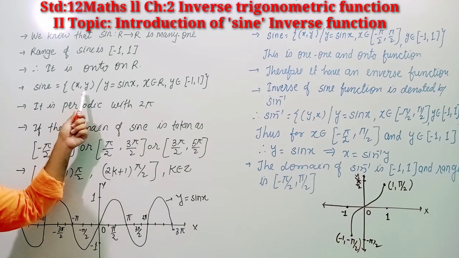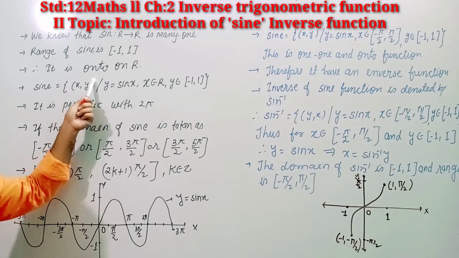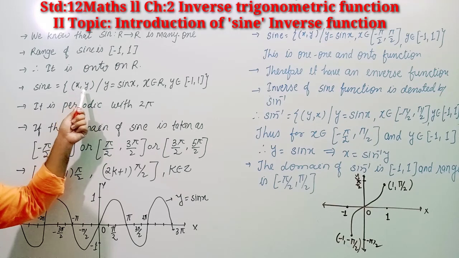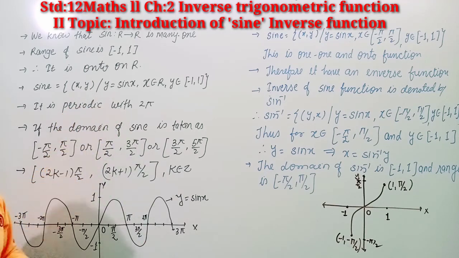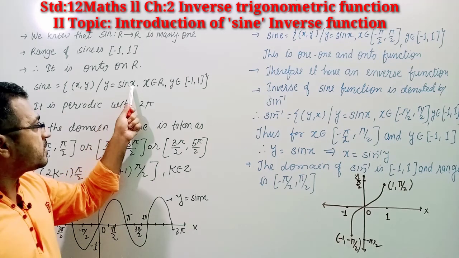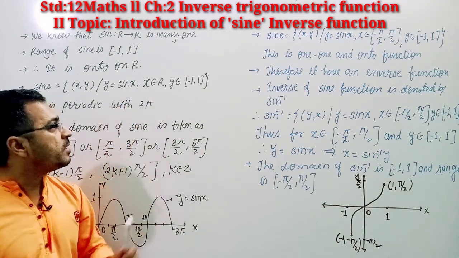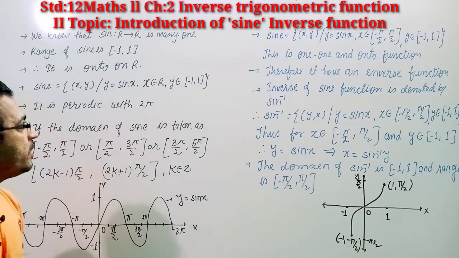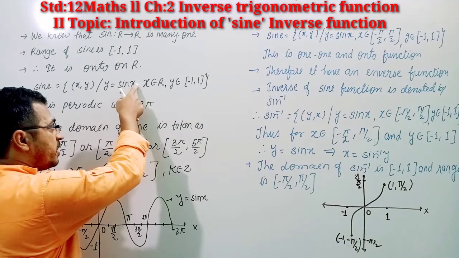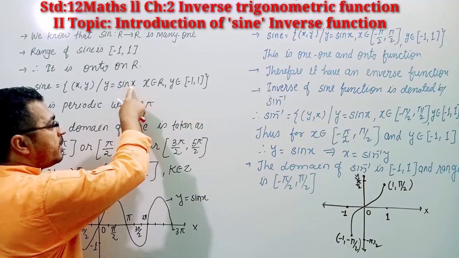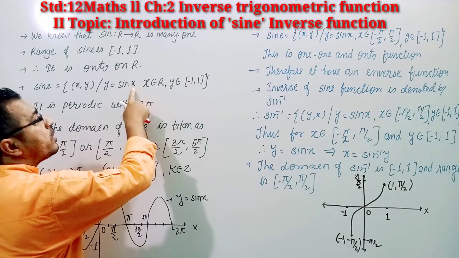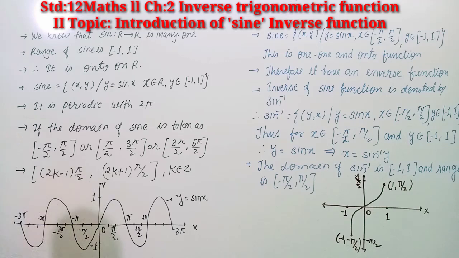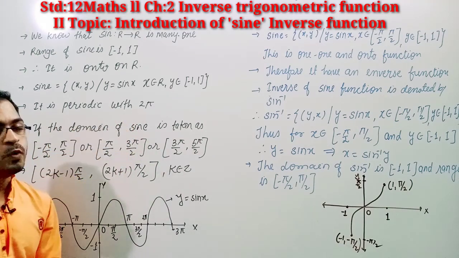the function sine has terms in the form of x and y, where y is equal to sine x, and all x, meaning the angle, belongs to real numbers and y belongs to -1 to 1. Earlier I told you that if you put the input pi by 2, you get 1, and if you put minus pi by 2, you get -1.